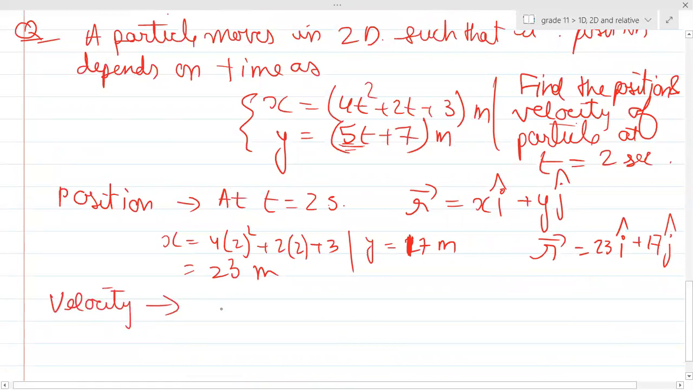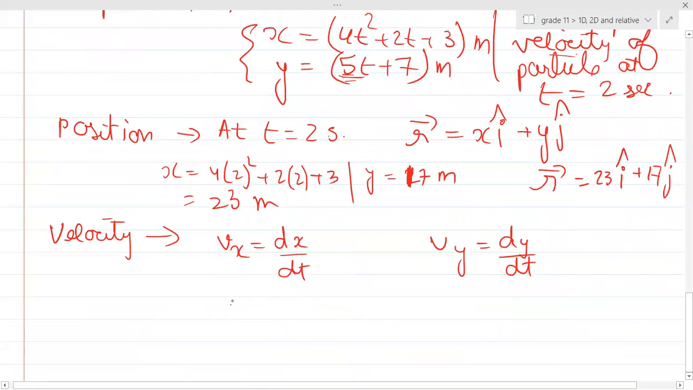What about velocity? Velocity is given by differentiating it. So the x component will be differentiated by dx by dt, and the y component will be the differentiation of the y component. So can you see? Can you give me the value? What is vx? Can anyone differentiate it for me? Yes, Parinita, can you please differentiate it for me? Yes, 8t plus 2, 8t plus 2 plus 0. Perfect. What about Aman? Can you differentiate y for me?